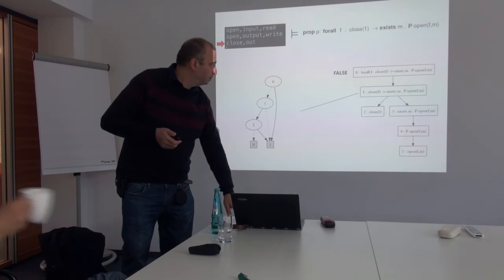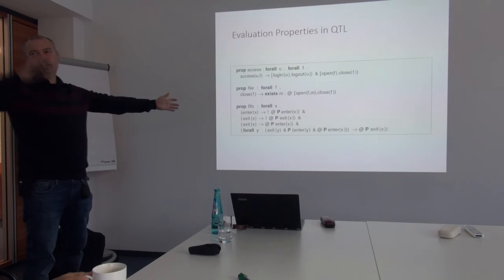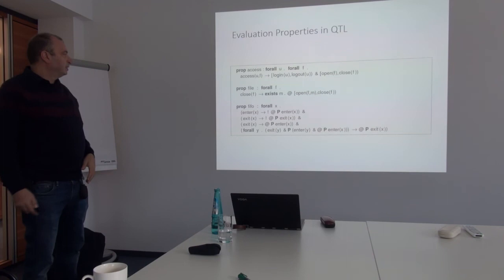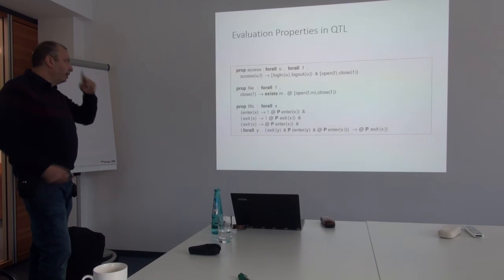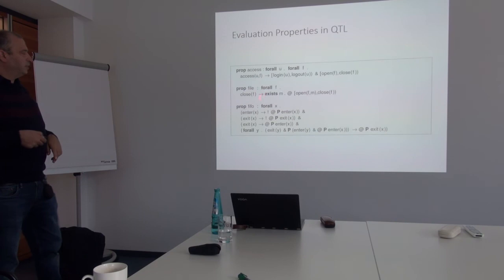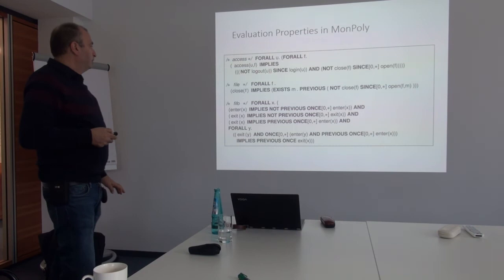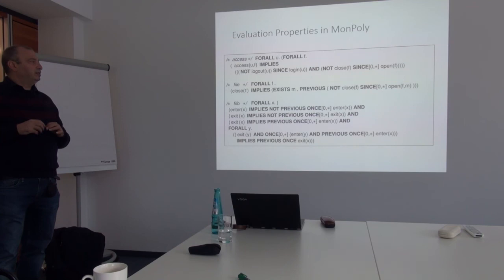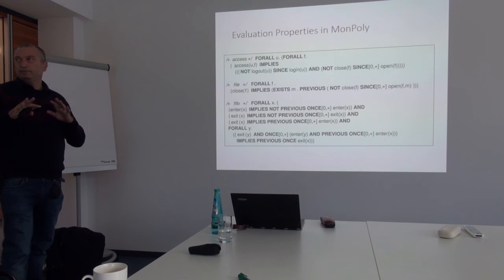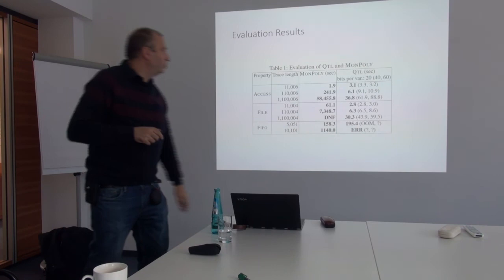So here's the property access. Remember, that's the first property. The second property is the one I showed you before in the graph. This is access again. And this is a more complicated property. This says that the events open and close happen in a FIFO order. So these are the three properties, and now I'm going to do the comparison.